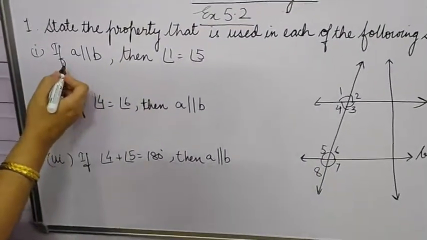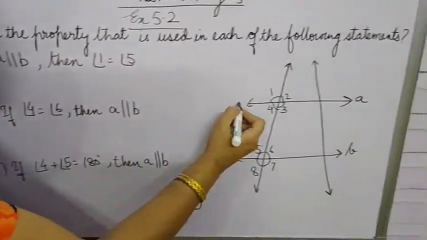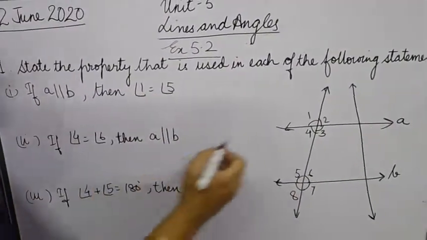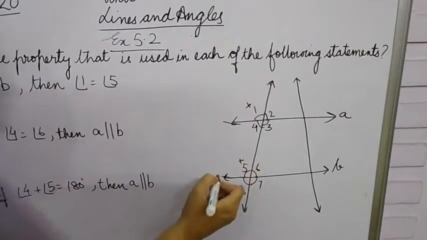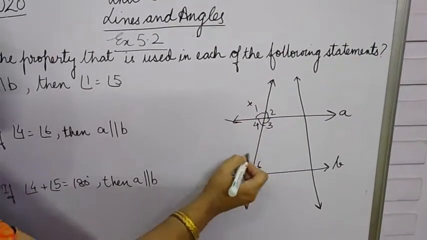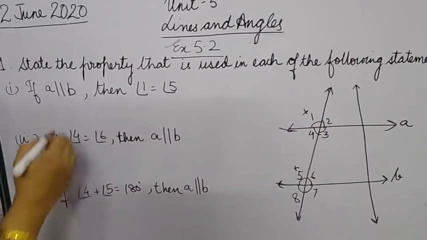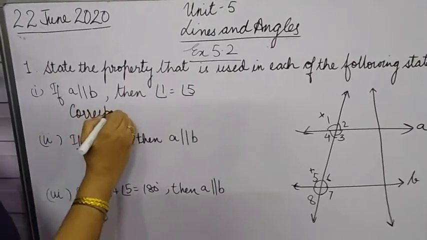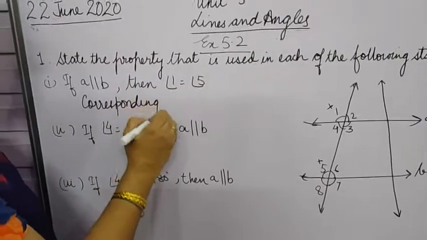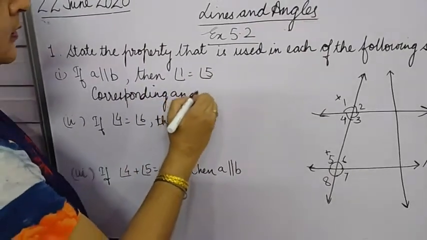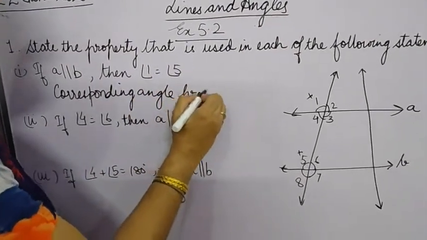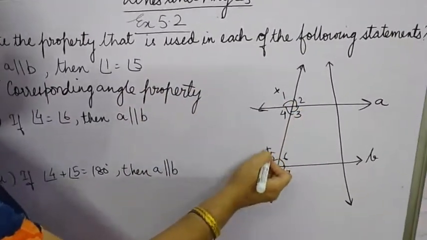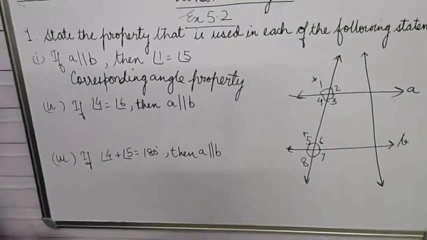Now the first statement is, if A is parallel to B, that means these two lines are parallel, then angle 1 is equal to angle 5. Now what type of angles are these? These are on the same side and same position. So these are corresponding angles. So what is the property which is used here? That is the corresponding angle property. That whenever two lines are cut by a transversal, then the corresponding angles so formed are equal.